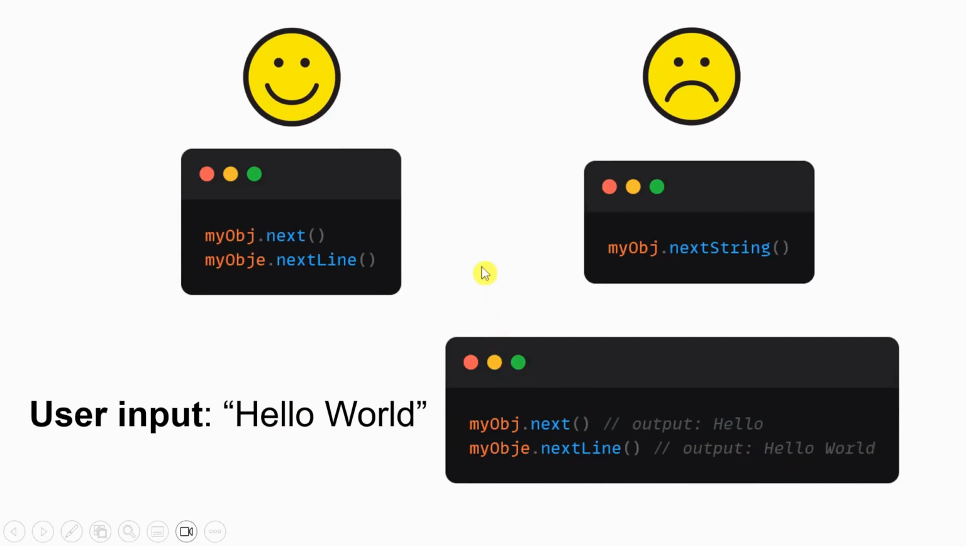So it really depends on the use case that you have. So for example, if you expect that the user input is just a keyword, you can use the next method. But for example, if you expect the user to input their full name, in that case, you would need to use nextLine.